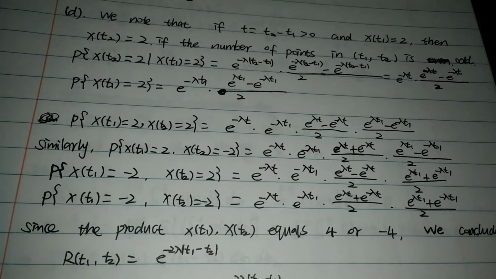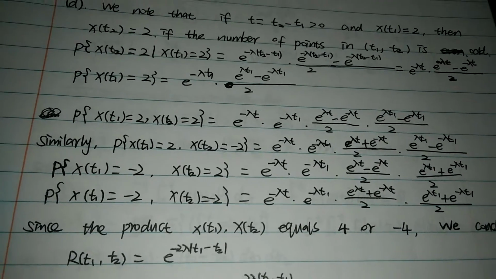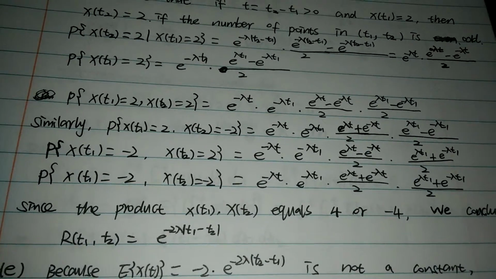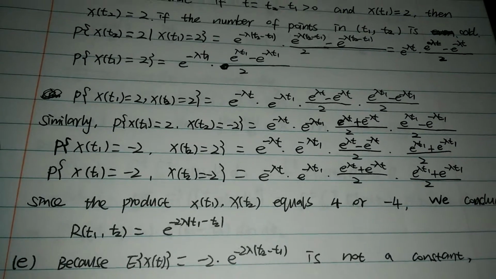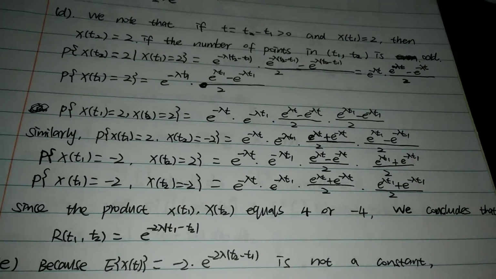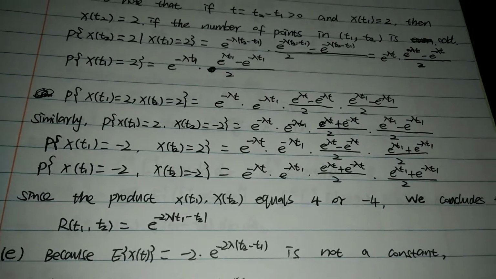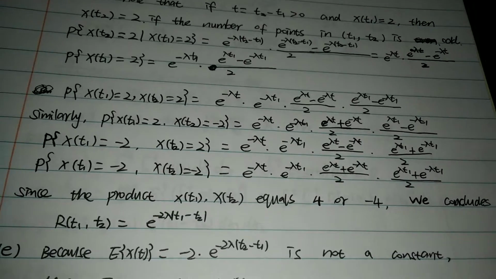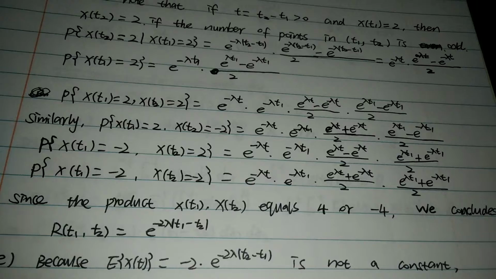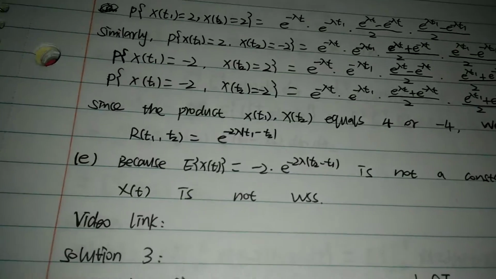We can get the probability of X(t1) equals 2 and X(t2) equals minus 2, the probability of X(t1) equals minus 2 and X(t2) equals 2, and the probability of X(t1) equals minus 2 and X(t2) equals minus 2. Since the product X(t1)X(t2) equals 4 or minus 4, we can conclude that the R function equals e to power minus 2 times lambda times the absolute value of t1 minus t2.